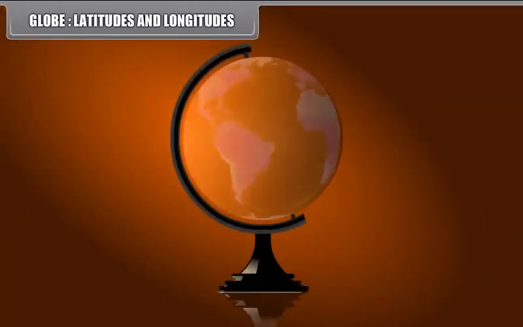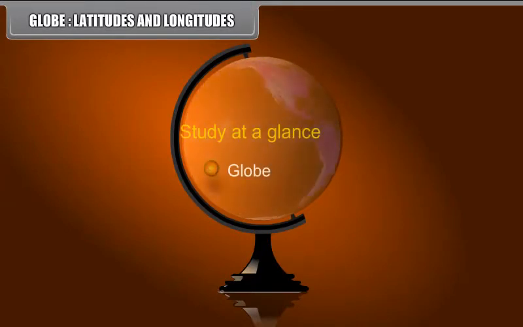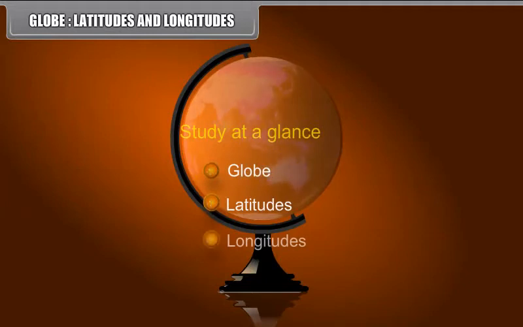Globe, latitudes and longitudes. It is believed that the earth is spherical in shape. The most suitable way of representing the earth as a whole is by a globe. A globe is a model of the earth on a small size. The globe is mounted on an axis so that it can rotate freely. Study at a glance: globe, latitudes, longitudes.